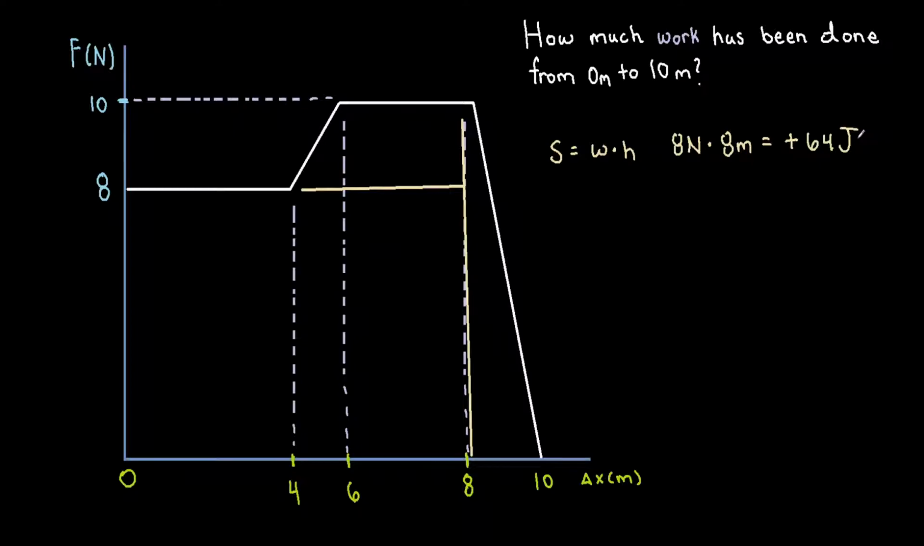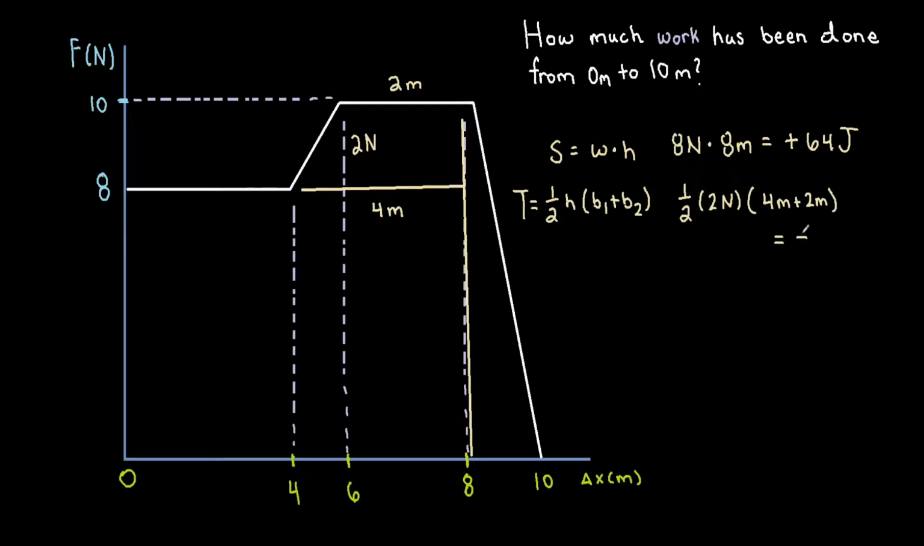Now let's solve for the area of the trapezoid. The formula to solve for the area of the trapezoid is 1/2 times the height times base 1 plus base 2. And we know that the height is 10 newtons minus 8 newtons, so that's 2 newtons. So we have 1/2 times 2 newtons times the length of base 1, which is 8 minus 4 meters, so this is 4 meters, and the second base is 8 minus 6 meters, so that's 2 meters. So we'll have 4 meters plus 2 meters. And this will give us positive 6 joules.